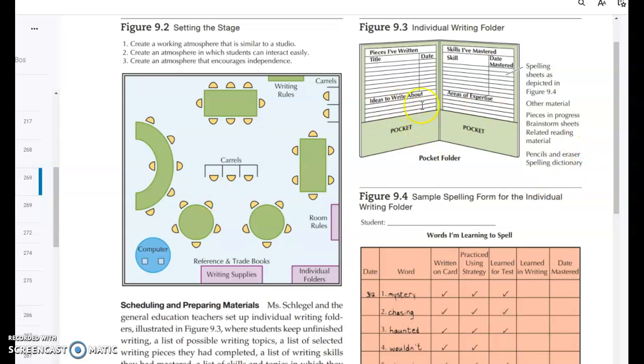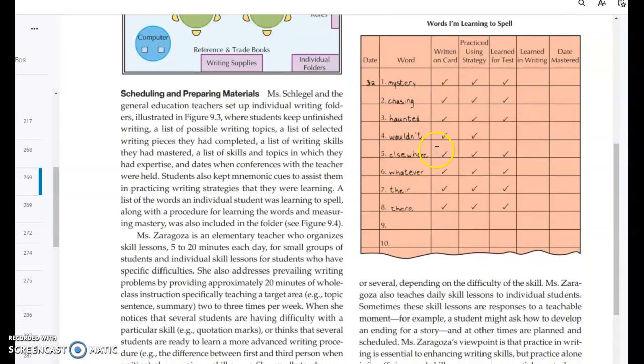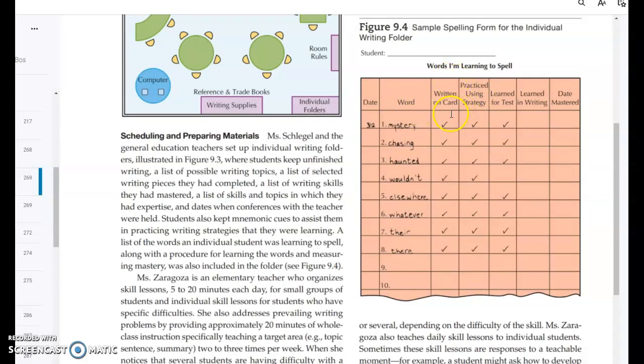Also, you could think about individual writing folders, with sections like: pieces I've written, skills I've mastered, and ideas to write about, that they can keep up with as something interesting happens. Oh, I want to write about this. And maybe if they have some areas of expertise, if they think they're really good in certain areas, let them write it down. And then there are some sample spelling forms for the individual writing folders as well. So this could be a little strategy.